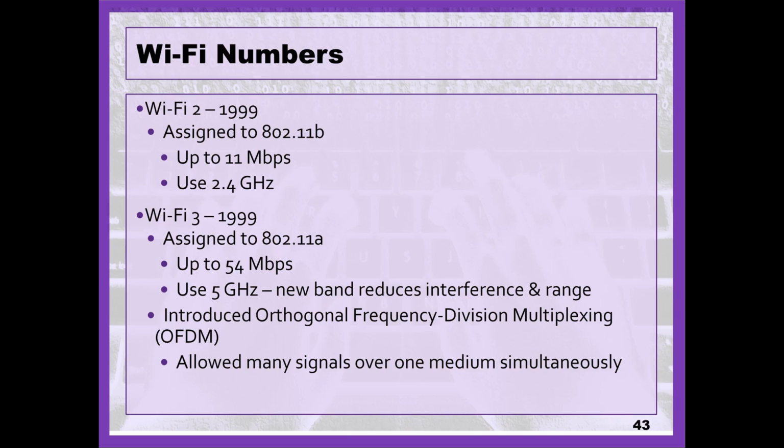However, the 5 GHz band also, in theory, reduces range. This is because this band tends to be more absorbed by building materials than the 2.4 GHz band, likely due to the difference in wavelength. This is one place that physics can be applied to the IT field. More information and resources on radio waves and the physics of IT can be received from the instructor. Wi-Fi 3 also introduced orthogonal frequency division multiplexing, which allows many signals to be transported over one medium simultaneously.